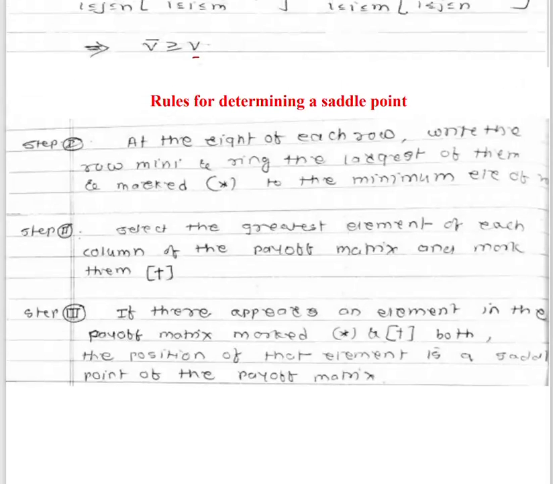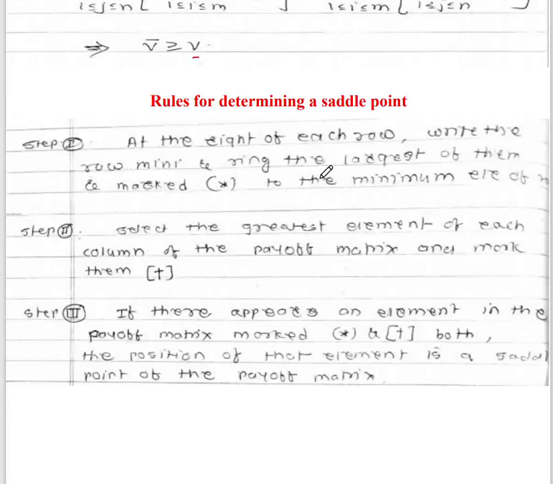Now we will see the next point, that is how to solve the problems of a saddle point. That means how to find the saddle points. So there are some rules. First we will see some rules of the saddle point. What is step number 1? At the right of each row, write the row minimum, ring the largest of them, and mark a star to the minimum element of the row.